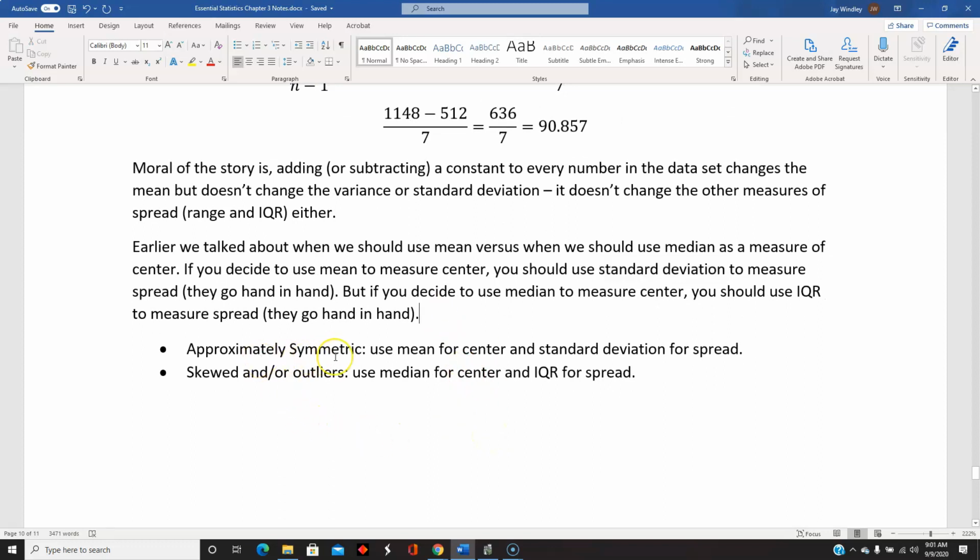So again, if the distribution of data is symmetric, which it will be very often later in this class, then you use the mean for the center and the standard deviation for spread. But if it's skewed or it contains outliers, then you use the median for center and the IQR for spread.